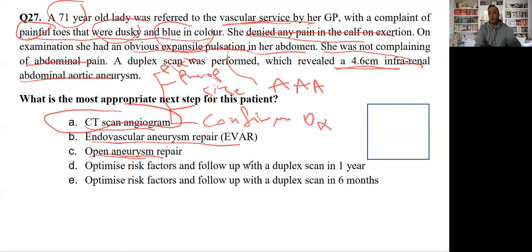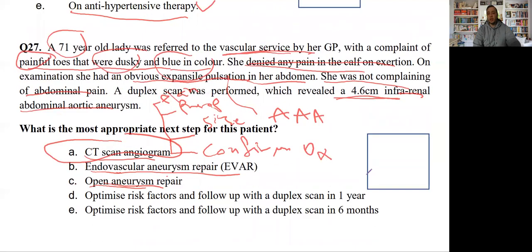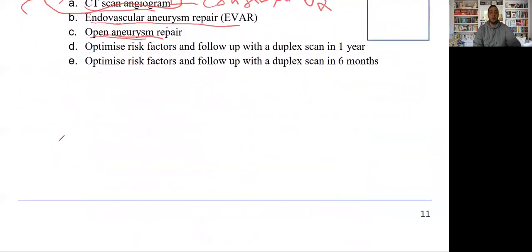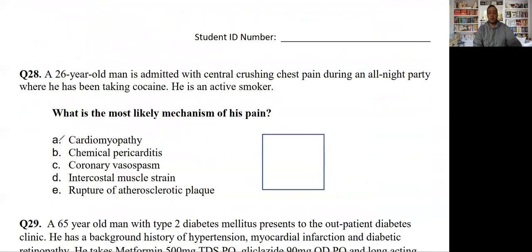Optimizing risk factors and follow-up with duplex scan in 1 year. I think we have to do CT angiogram, and according to the size of the abdominal aortic aneurysm, we will decide either conservative management with follow-up and surveillance, or intervention. The intervention will be either EVAR or open aneurysm repair. So I think the correct answer is A. So let's move on to question number 28.